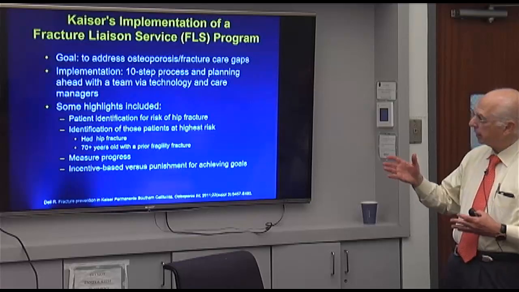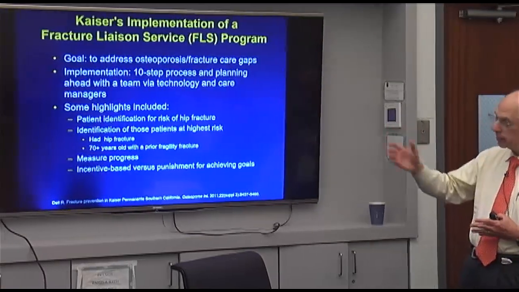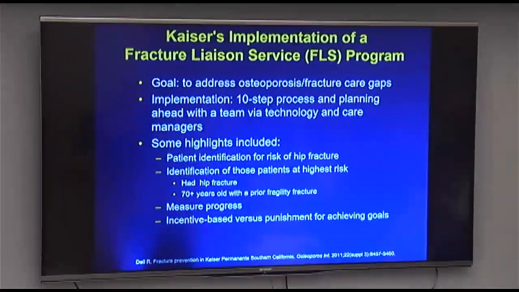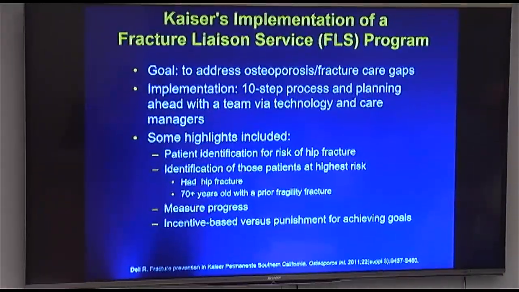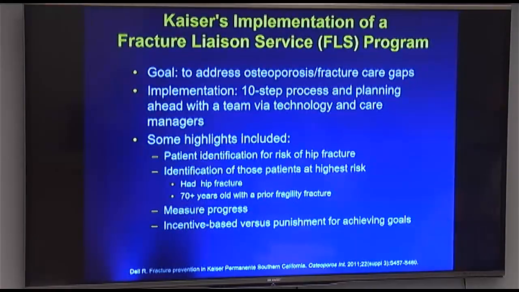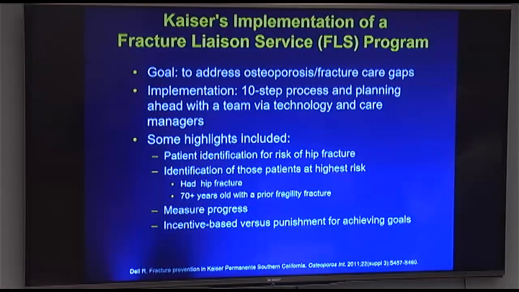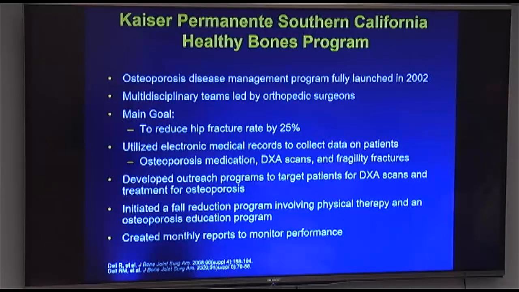So the system that was started by Richard was to address this issue of osteoporotic fracture care gaps, and they developed a protocol by which patients would be identified at risk, as well as those who had had a hip fracture, and looked at how you could get them in a therapeutic milieu so that they wouldn't have another. And I don't know exactly what the incentive-based versus punishment, nobody knows the details of how that worked within that system. So they started a number of years ago, again, led by orthopedics, and their goal was to reduce the hip fracture rate by 25%.